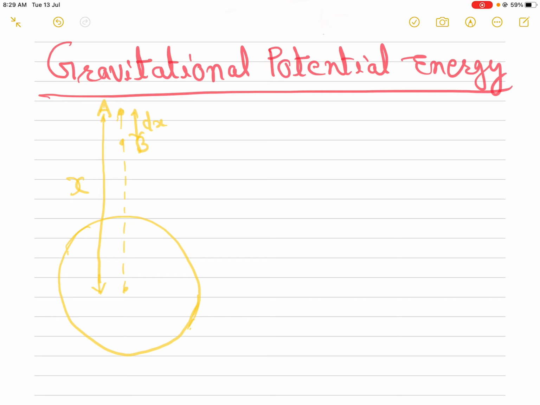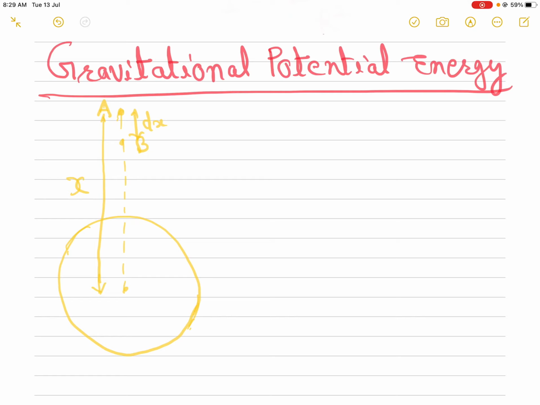So, gravitational potential energy of a body at a point in a gravitational field of another body is defined as the amount of work done in bringing the given body from infinity to that point without acceleration. So, here I am finding the expression for gravitational potential energy due to earth.